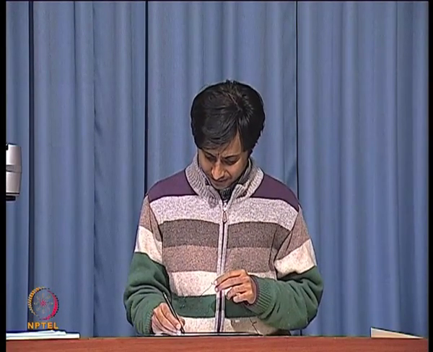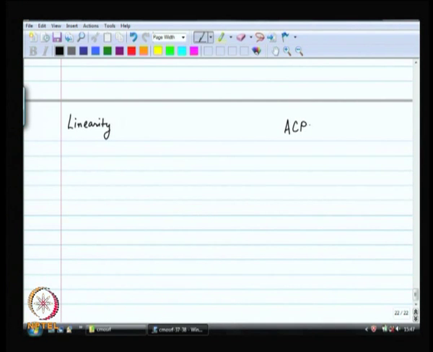So, there are some terms that are commonly used. One of the popular terms is ACPR, adjacent channel power rejection. Okay. So, this is an acronym that is used in all the standards documents, right.